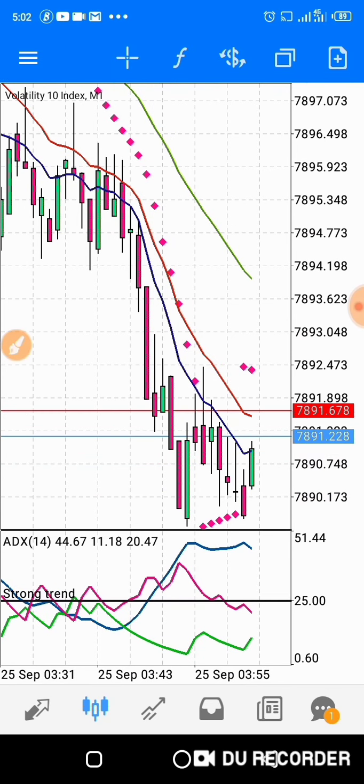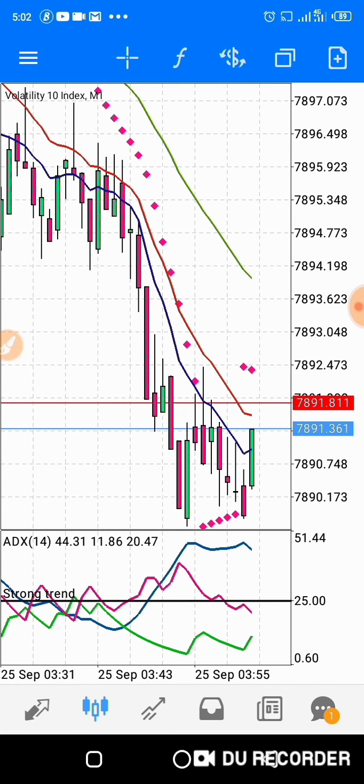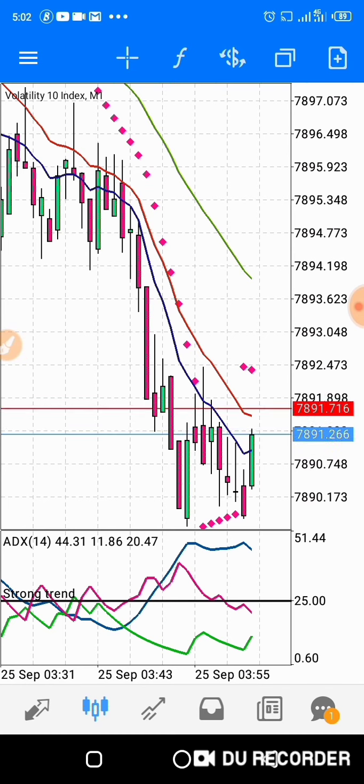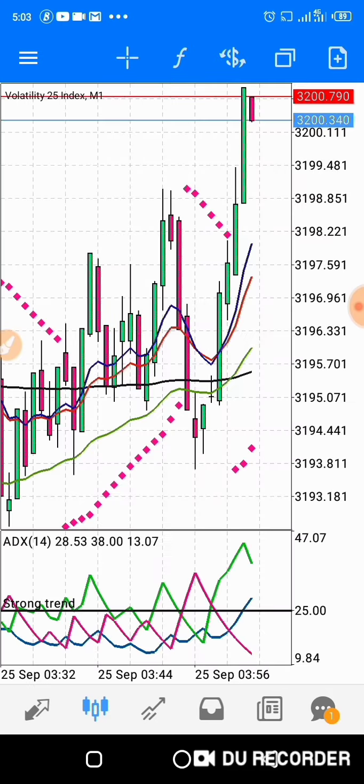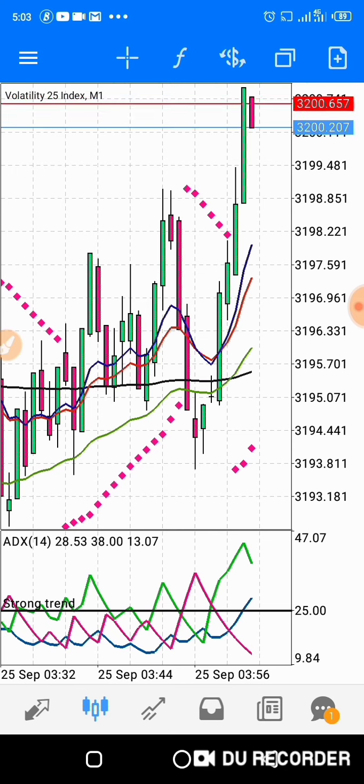So we cannot place a trade again because the candlestick is already touching the indicators. So we look for another chart to see if we can get another signal. This is how you need to watch out to get a good signal in order for you to place a trade and to be on profit. The strategy is very easy and very profitable.